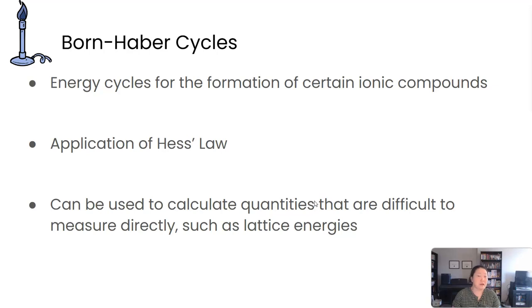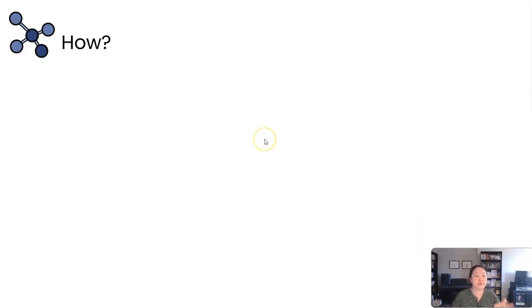But on the other hand, there are devices that you can use to get things like ionization energy or electron affinity. So you can use these other values to get some values that are harder to get in any other way. So how do you create a Born-Haber cycle? How do you draw one of them?